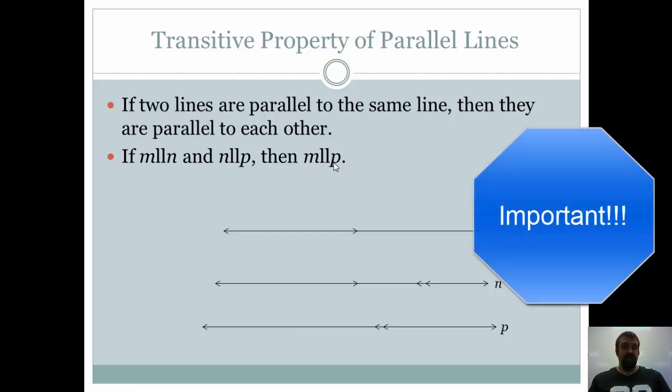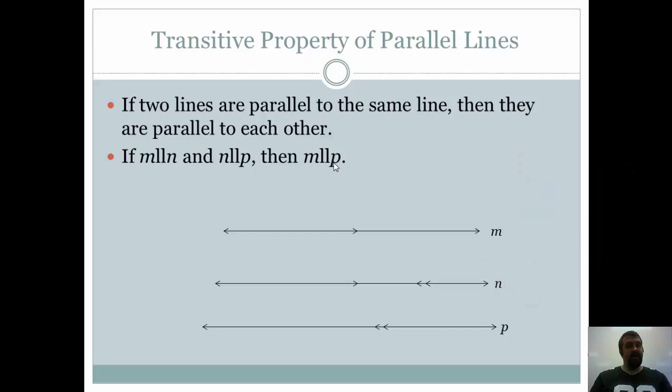There's one important thing that you really need to note here. There is no such thing as transitive property of perpendicular lines. If two lines are perpendicular to one line, they are not perpendicular to each other. This transitive property is selective. Equal, congruence, or parallel lines. That's it. Done. Okay?